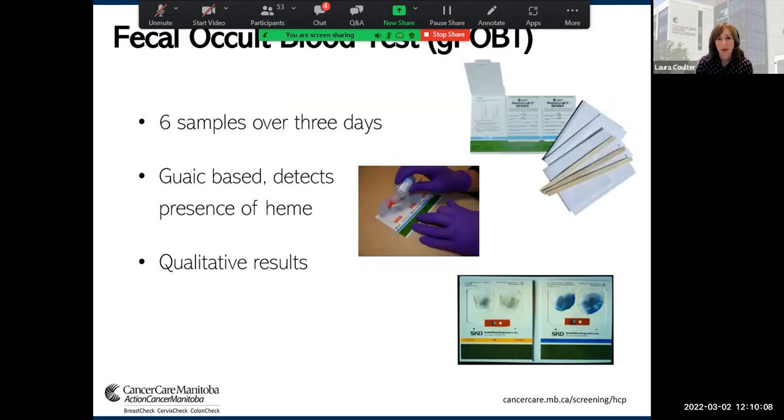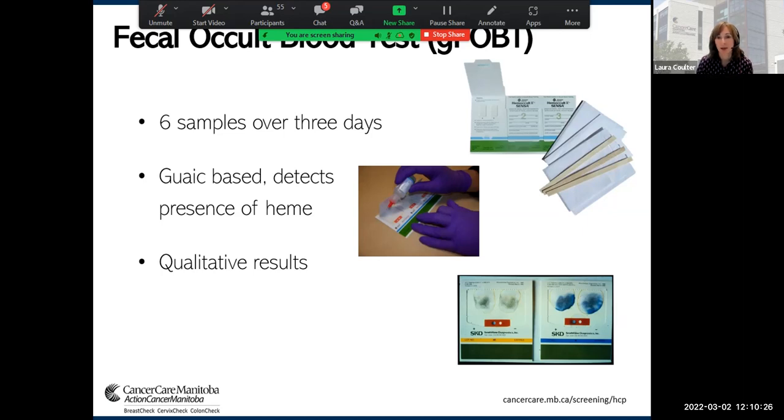ColonCheck has been distributing the Hemocult 2 Sensa fecal test since 2008. It's a sensitive and stable guaiac-based fecal occult blood test, or GFOBT, where two samples are taken from three separate stools and then analyzed for the presence of heme.